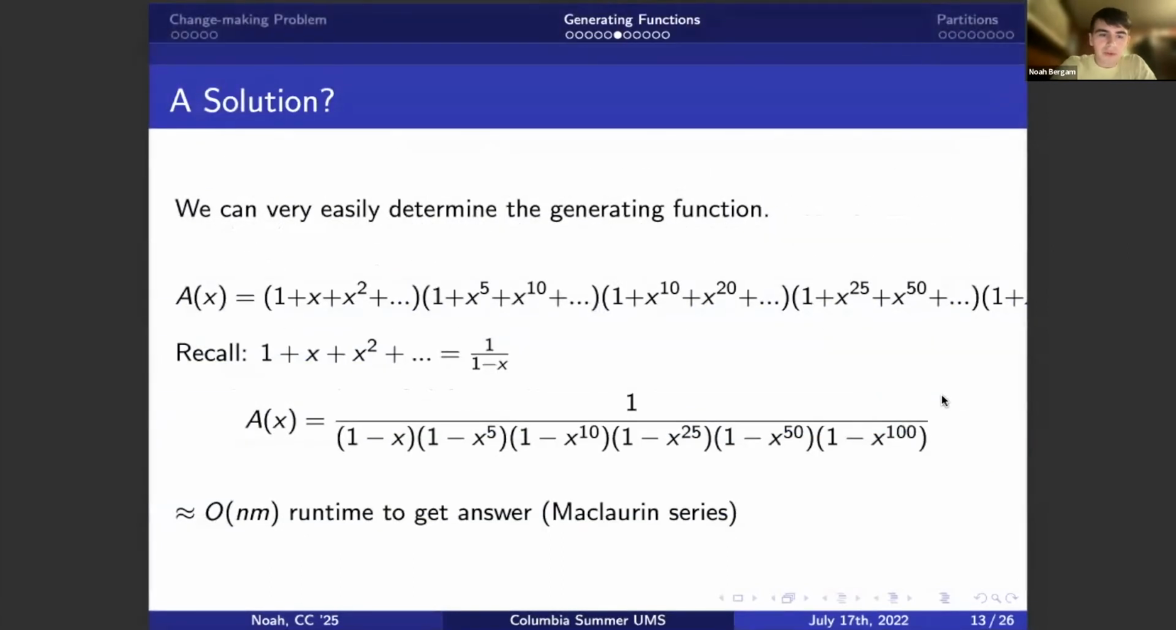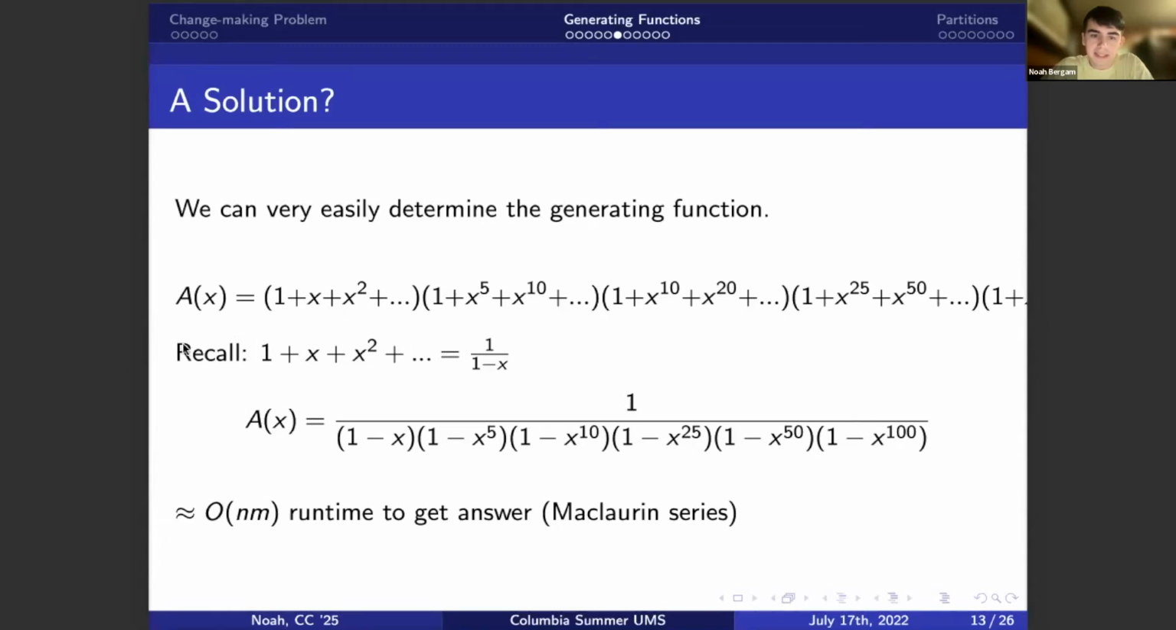So if we go back to our problem, we can construct the generating function. We're interested in the generating function of all of these possible choices of coins: the choice of pennies, the choice of nickels, the choice of dimes, the choice of quarters, and so on. And really that comes down to multiplying all of these infinite polynomials.